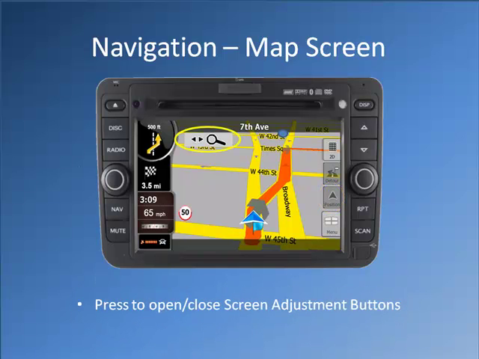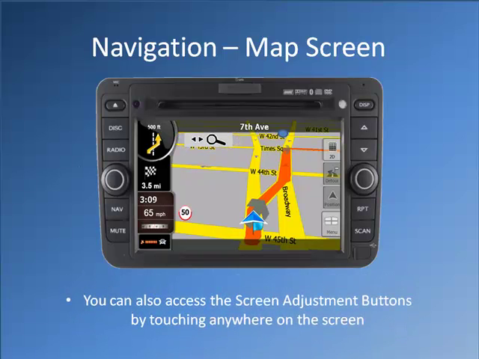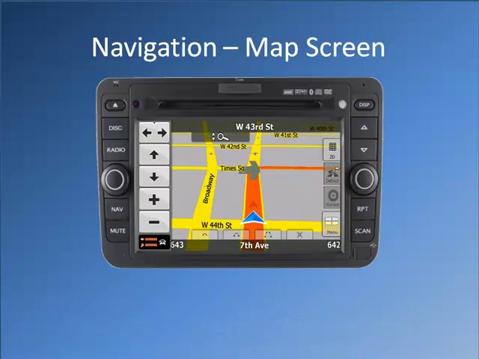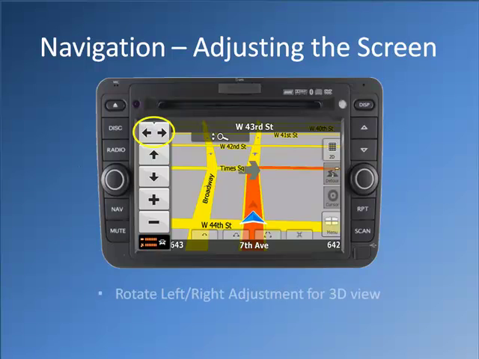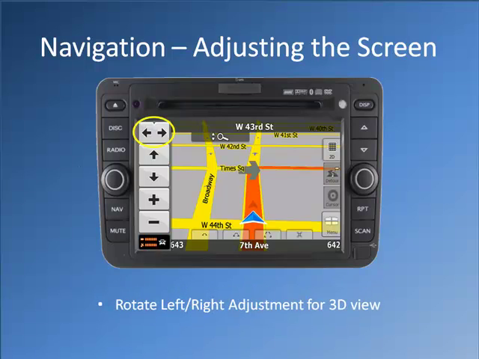Press to open or close the screen adjustment buttons. You can also access the screen adjustment buttons by touching anywhere on the screen. The screen adjustment buttons will pop up immediately. You can then adjust viewing position. Rotate left or right adjustment for 3D view. Tilt up or down adjustment for 3D view.